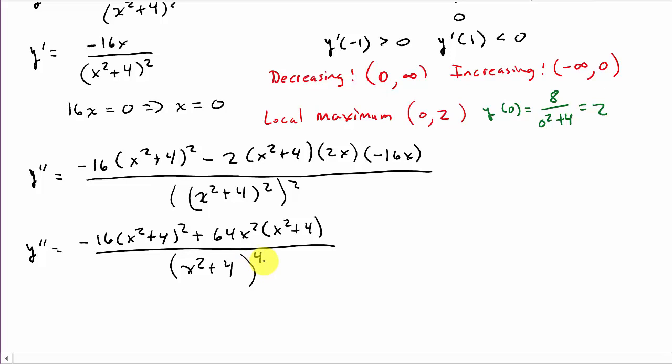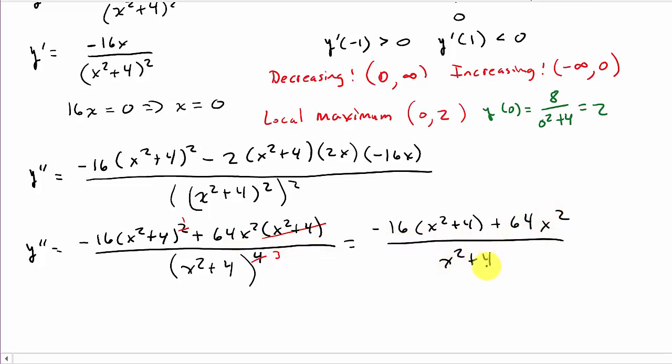All right, now, to simplify this, it's really not that bad. See how I have an x squared plus 4? I've got a common factor on each one, so that cancels. I'm left with the 3rd power there, and here I'm left with the 1st power. So that's going to leave me with negative 16 times (x squared plus 4) plus 64x squared, all over (x squared plus 4) cubed. All right.